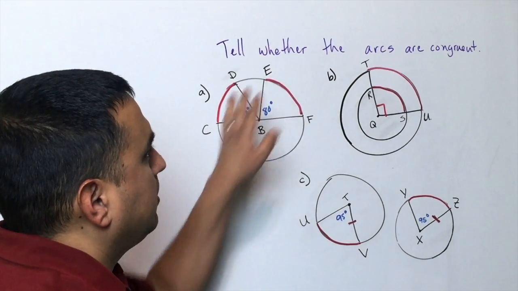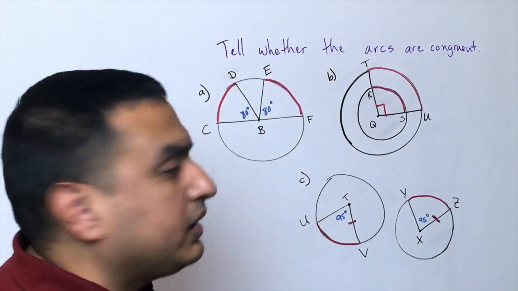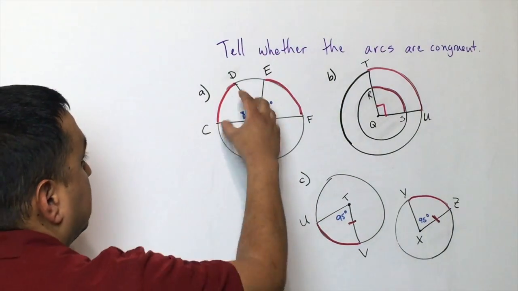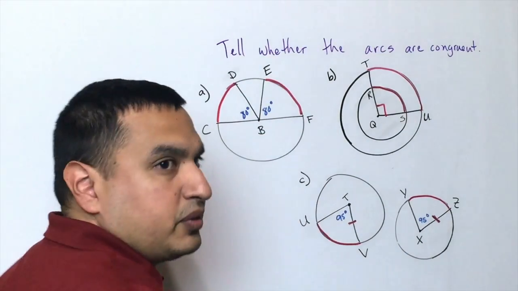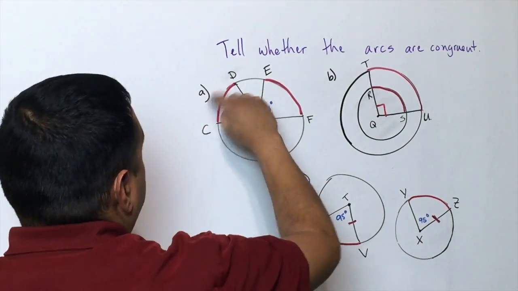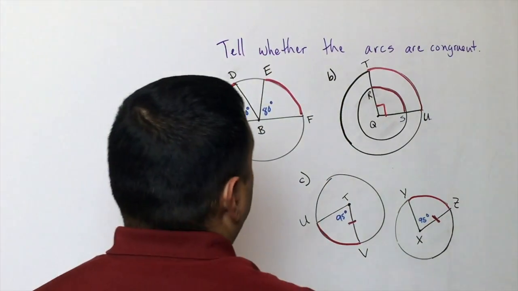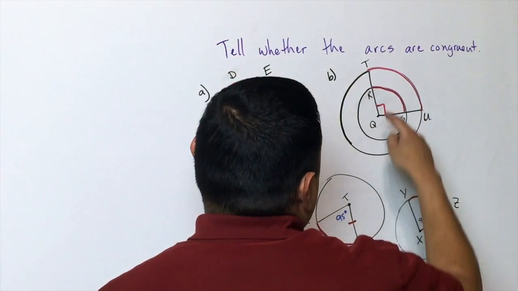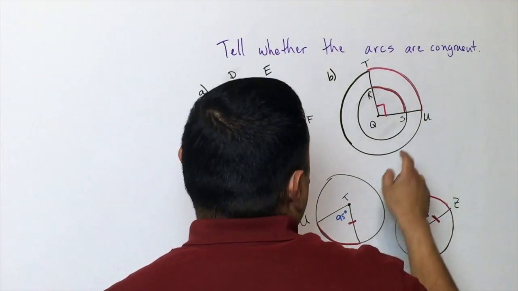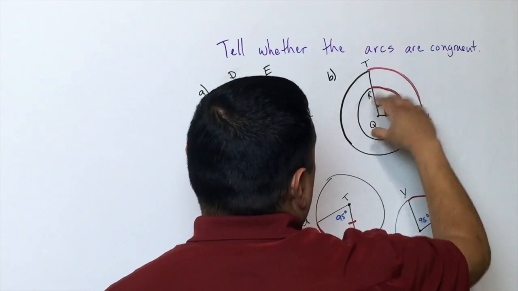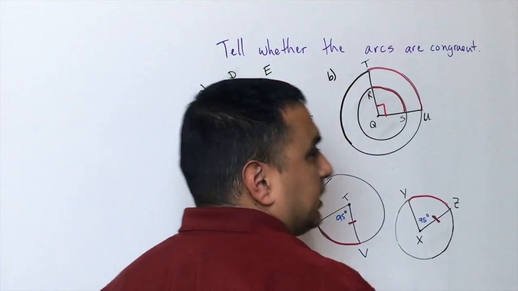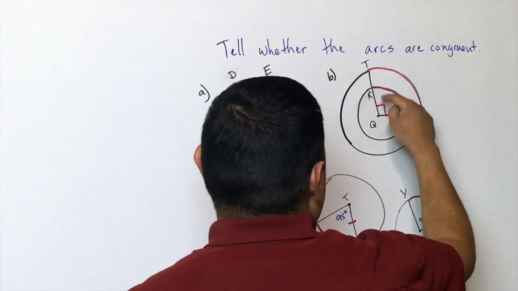Now we have this example that says tell whether the arcs are congruent. For example A, I want to know if this arc CD is congruent to this arc EF. Because they're inside the same circle and they both have B as their vertex, they're both central angles. Since these two angles are congruent, the arcs are congruent as well. Now for B, they both have this 90-degree angle. It is a central angle, but these two circles are not congruent. I know this because this is a concentric circle, it's inside the outer one. They don't have the same radius, so they are not going to be equal.